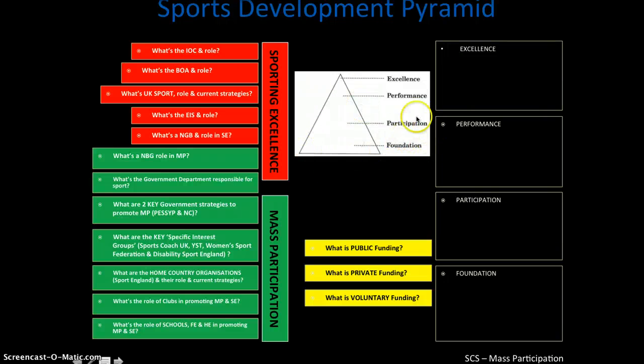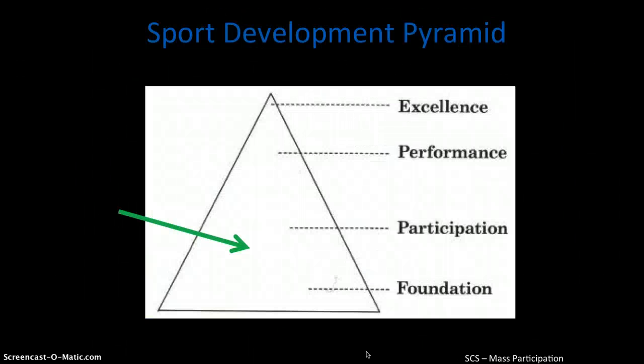In terms of mass participation, we're looking primarily at the bottom two levels, and the green colouring is the associated mass participation organisations and perhaps questions you need to be able to answer. Again, just to remind you, the yellow there, bear in mind when we're going through these the different ways in which these strategies or the things in place for people might be funded.